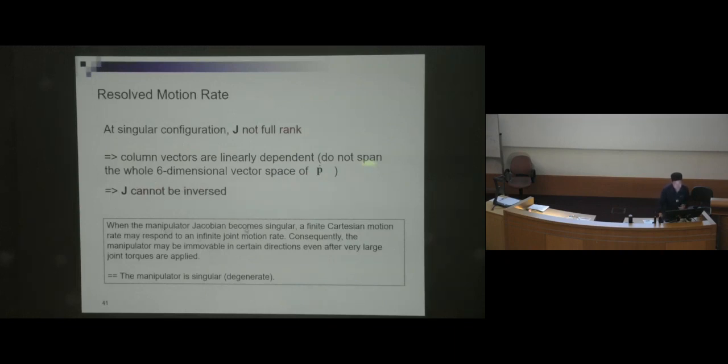So when the manipulator Jacobian becomes singular, a finite Cartesian motion rate may correspond to an infinite joint motion rate. So the manipulator may be immovable in certain directions even after a very large torque has been applied. So the manipulator is singular, which is also referred to as degenerate. You can actually imagine your arm. Your arm has two revolute joints, and when you fully extend your arm, you have a singular configuration.